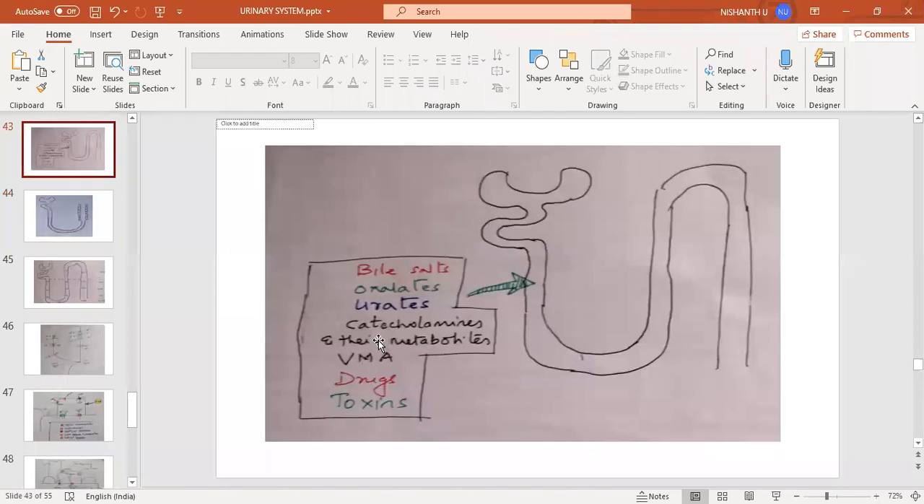So today we are going to discuss which one? This one, what is that? Loop of Henle, descending loop of Henle, as well as ascending loop of Henle and distal convoluted tubule.